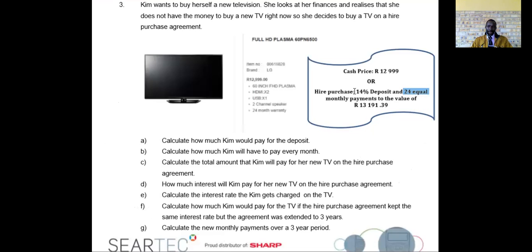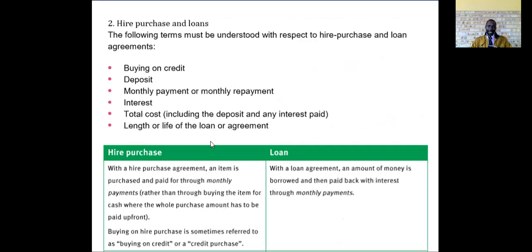So this is the what? The monthly payment. Then the next thing here is what? The deposit, which is the first installment that you pay, and buying on credit, buying when you don't have the money, you buy on credit, stuff like that, then you pay later.